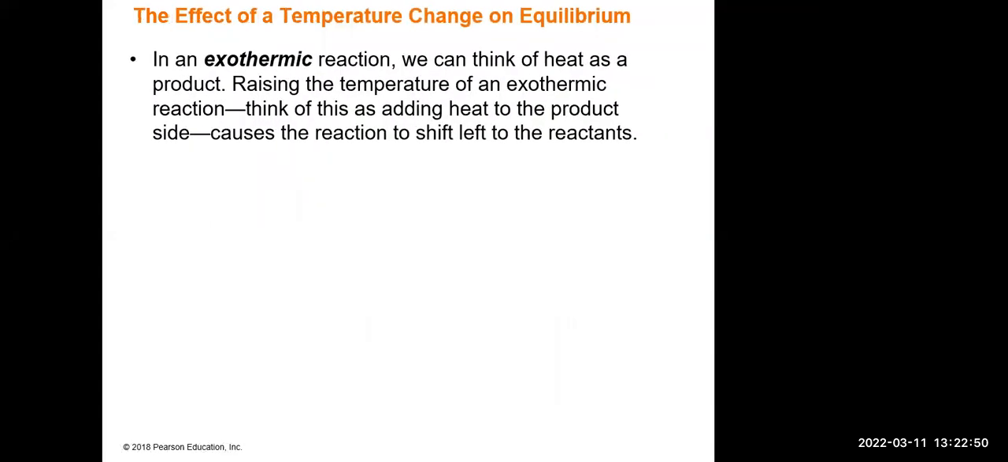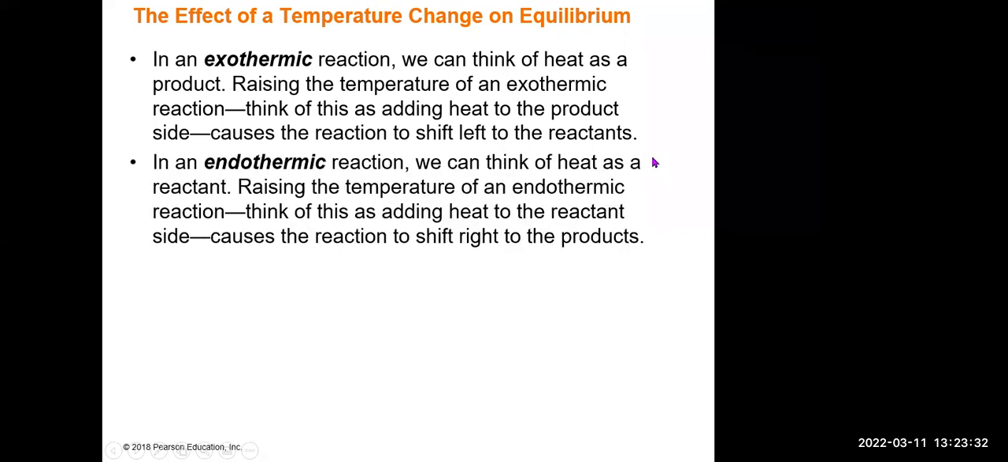Next, we will examine the effect of temperature change on equilibrium. In a chemical reaction, heat may be absorbed or released, so we have exothermic reactions and endothermic reactions. In an exothermic reaction, we can think of heat as a product, which means an exothermic reaction releases heat. Therefore, raising the temperature of an exothermic reaction, think of this as adding heat to the product side, causes the reaction to shift to the left, toward the reactants.